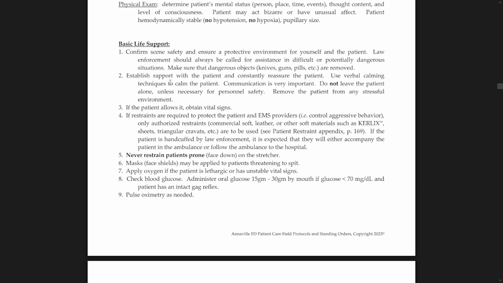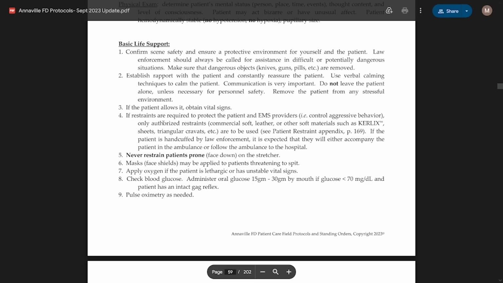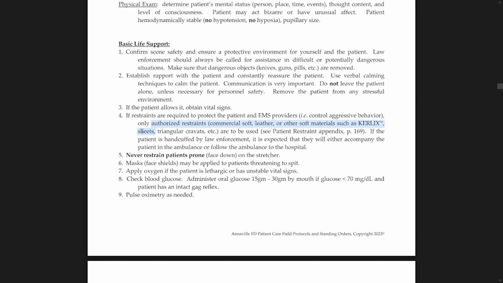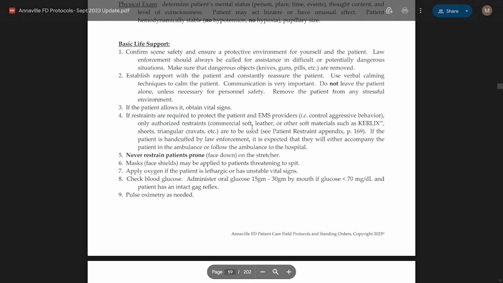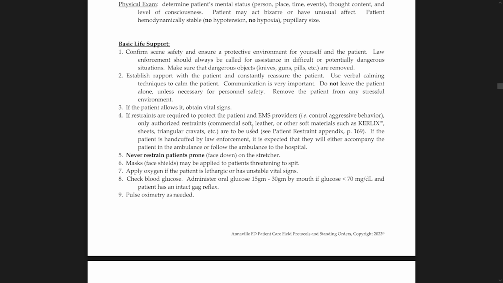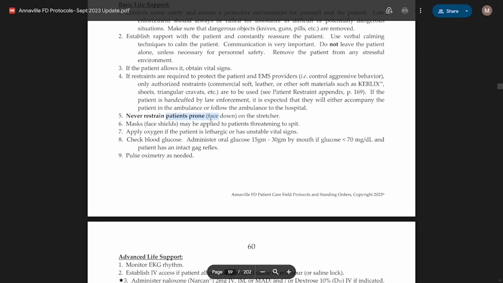And if restraints are required to protect the patient and EMS provider or to control aggressive behavior, only use authorized restraints. And I hate this idea, but if you need to, you need to. You can use commercial soft leather or other soft materials such as Kerlex, sheets, triangular bandages, etc. See page 169, the patient restraint appendix. If the patient is handcuffed by law enforcement, it is expected they will either accompany you or follow the ambulance to the hospital. Never restrain a patient prone, face down on the stretcher. We've talked about this before.